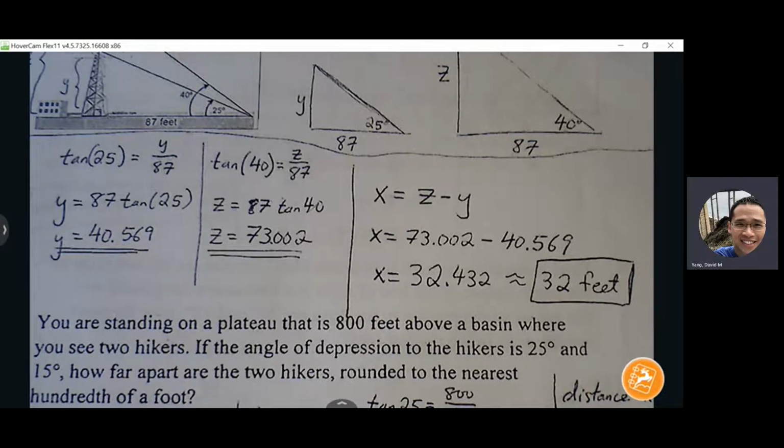So if you ever see a triangle within a triangle problem, force yourself to draw two triangles, solve the missing side independently, individually, and then usually you're just going to be involving subtracting those two values to get what you need.